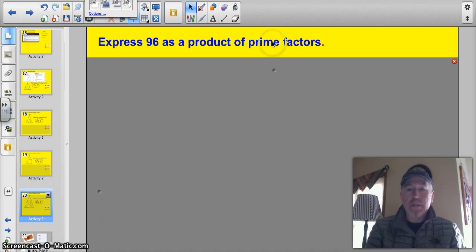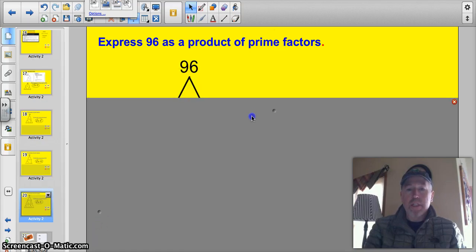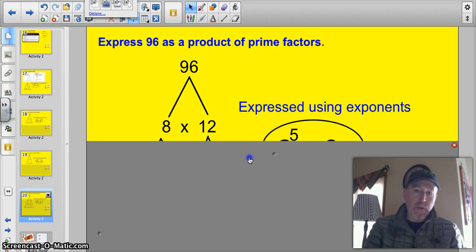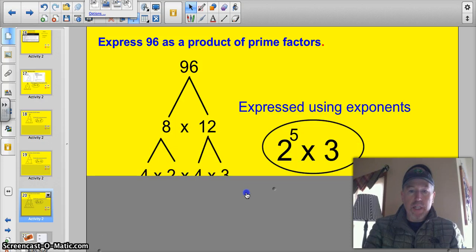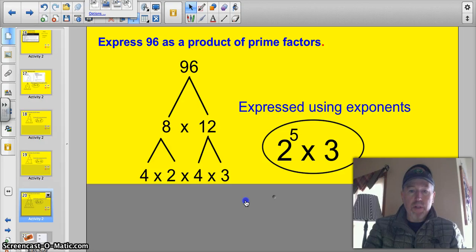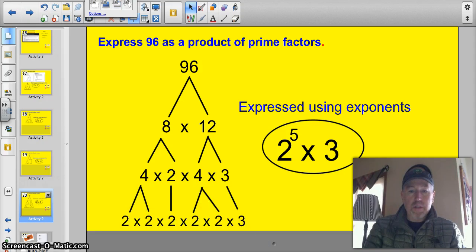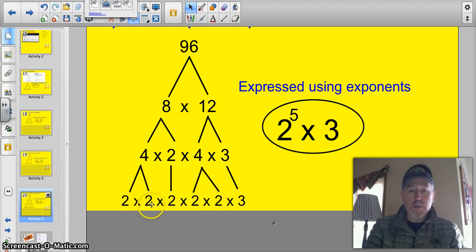All right. Take a look at it. I chose 8 times 12. I broke that 8 down into 4 times 2, and I broke the 12 down into 4 times 3. I got a couple of primes here, but I still got some composite numbers left. So you can see my primes come straight down, but I broke 4 down to 2 times 2. Here's times 2 again, and I broke 4 down into 2 times 2 times 3. That's a lot of 2's. Let's see how many. 1, 2, 3, 4, 5. So it's 2 to the 5th times 3.